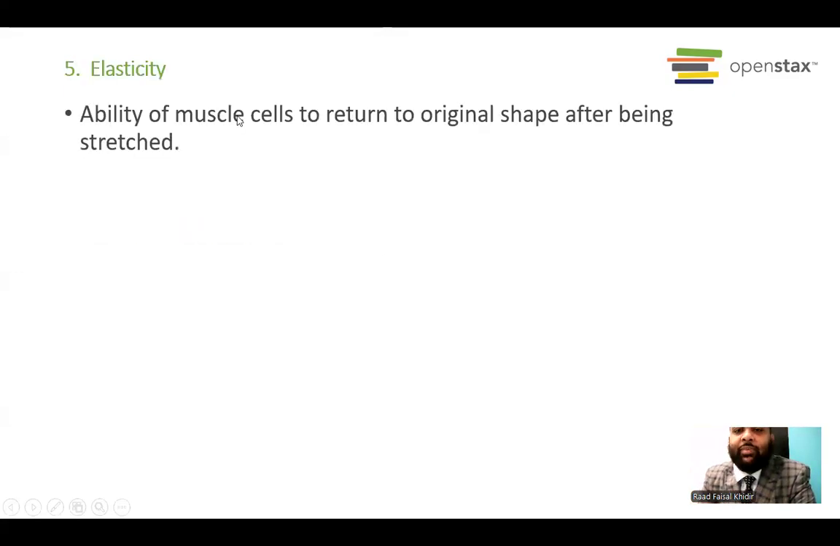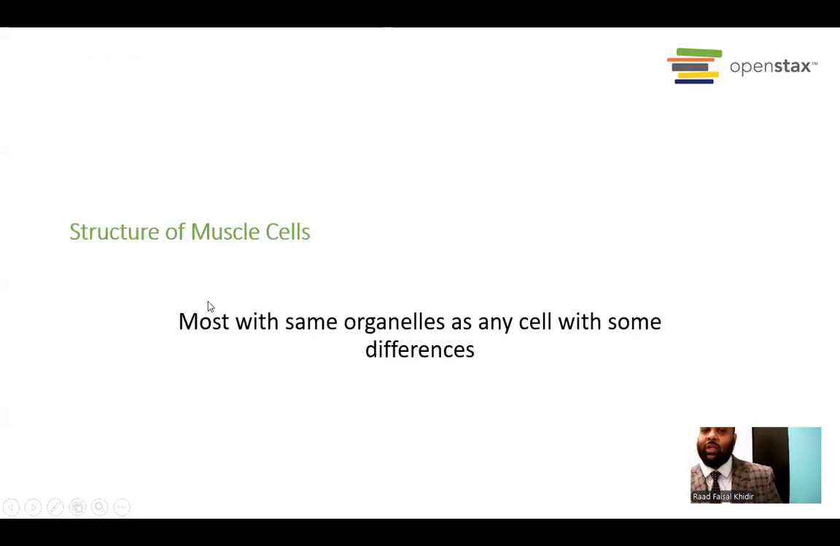So the elasticity is the ability of the muscle cells to return to the original shape after being stretched. So after we stretch, we recoil. So elasticity is the ability to recoil and return back to the normal length. So the structure of the muscle cells.